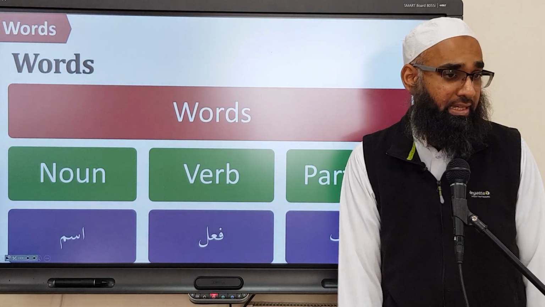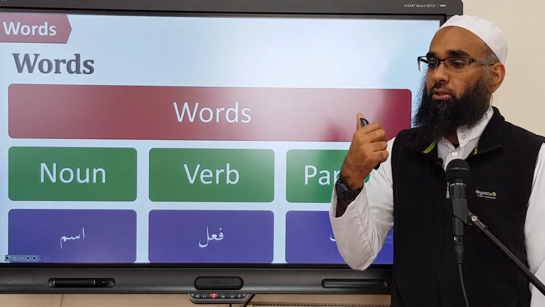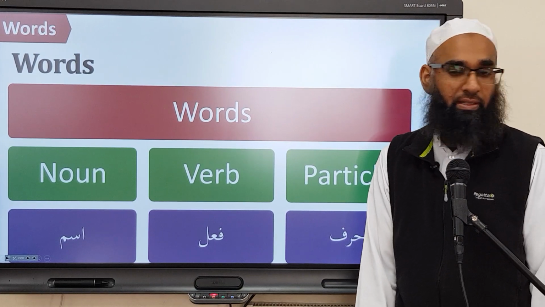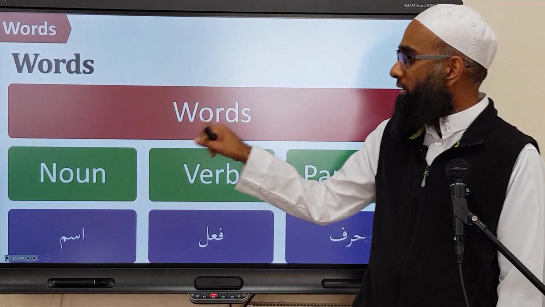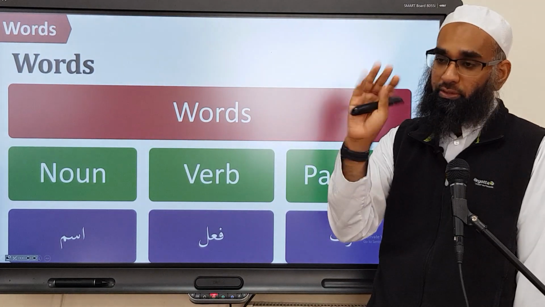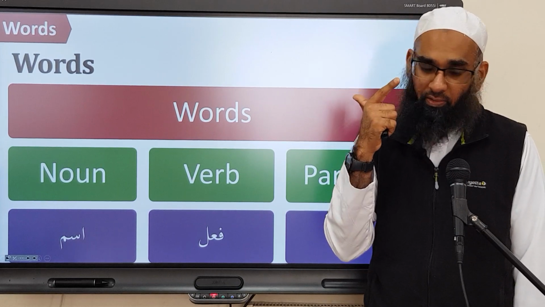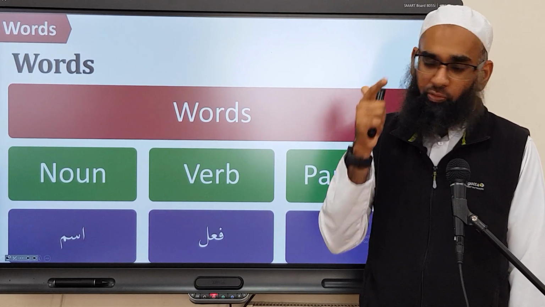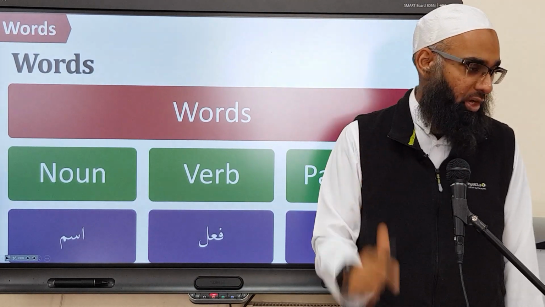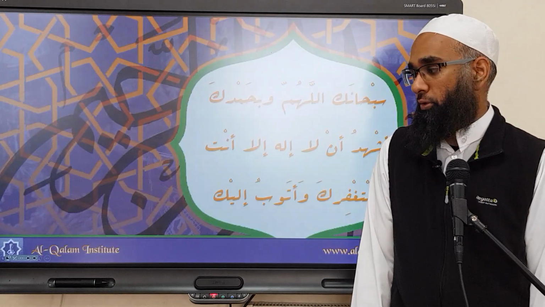How do you recognize an ismun? It has either alif lam or tanween. Yes? Everybody with me? Any questions? Is that clear? So these are the keywords in English, and then the Arabic equivalent. Kalima, kalimat, ismun, asma'un, fe'lun, af'alun, harfun, hurufun. And then alif lam and tanween are the signs of a noun. Yes? Everybody with me? Okay, good.